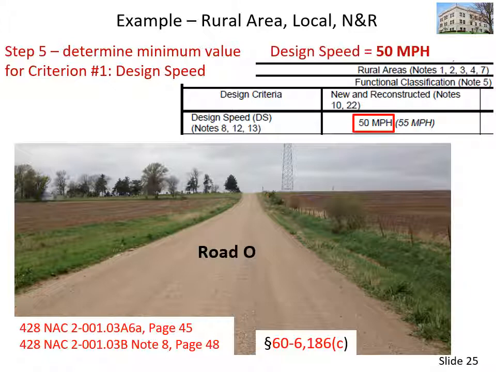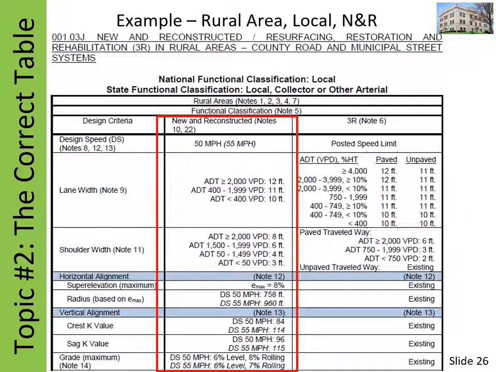Be sure to review the notes associated with design speed. As a reminder, Note 8 requires the design speed to be equal to or greater than the anticipated posted speed limit. A suggestion is to lay the notes side by side with the applicable table, and you have virtually everything there in front of you. With 50 miles per hour as the design speed, it means the standard values will be in regular font, and we can ignore the italicized values.